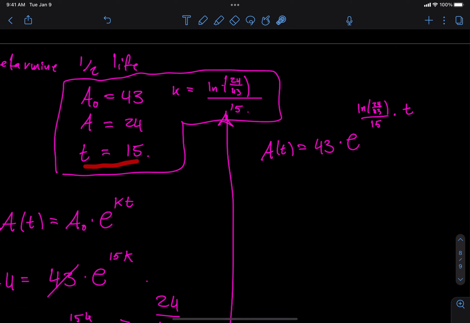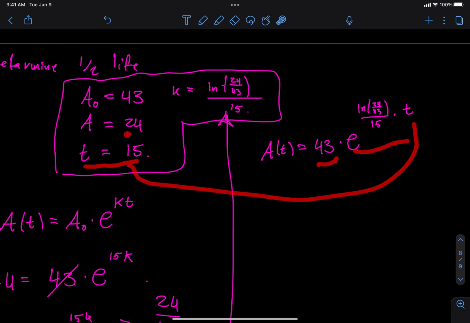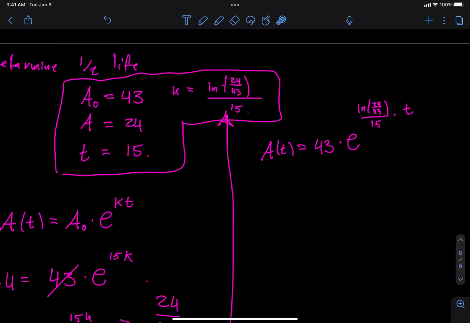Well, if I plug 15 in here, what am I going to get? I'm going to do 43 times this stuff after I multiply it all out. What am I going to get? I'm going to get 24, which tells us that, look, if you start with 43 kilograms, after 15 years, you're going to have 24 kilograms left. But 24 is not half of 43, is it?